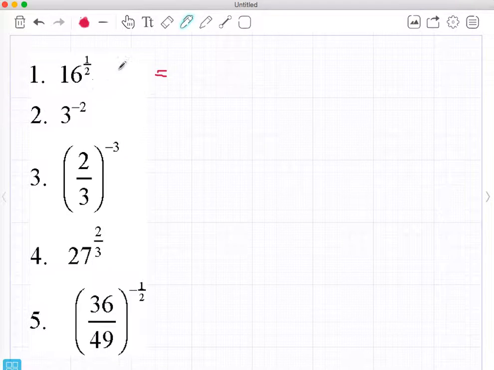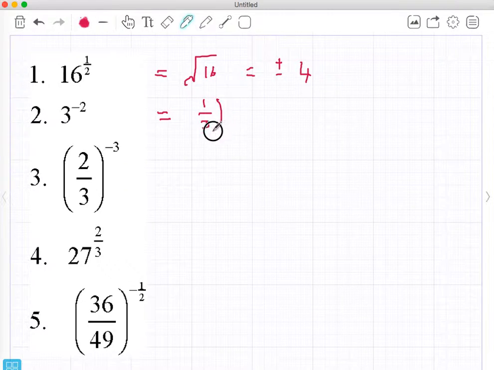Okay, 16 to the power of a half, that's the square root of 16, and that's plus and minus 4. 3 to the power of minus a half means 1 over 3, that's the half dealt with, squared. So that's 1 over 9. I square that and I square that.